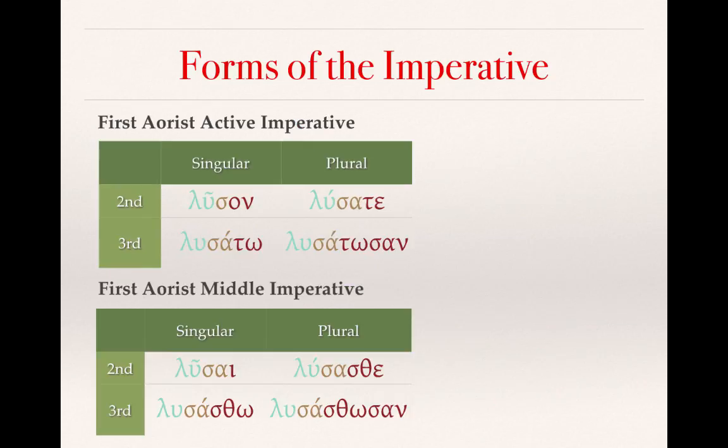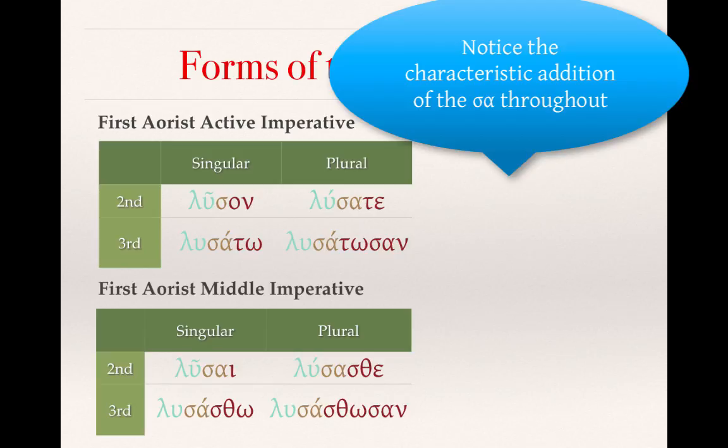Now, very similar things occur in the aorist imperatives. So you'll see for the first aorist active imperative, lusate, that second plural, is the basis of the third plural and the third singular. So the second singular, luson, is really the only form that must be memorized. Otherwise, you have the distinguishing omega at the end of lusato and the distinguishing osan at the end of lusatosan.